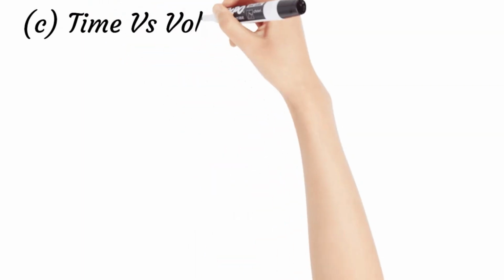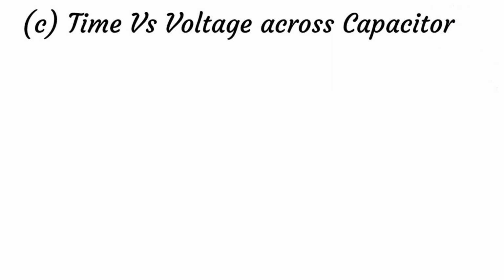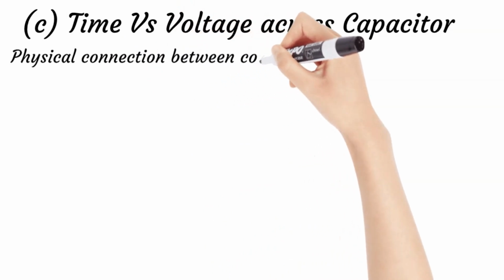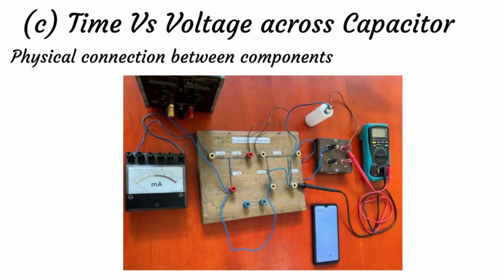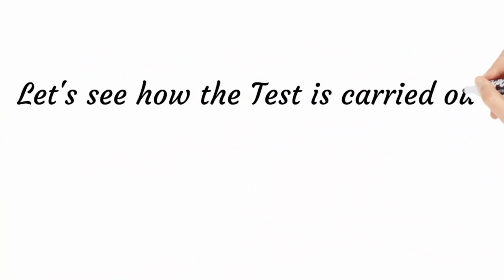As the second part in the procedure, you need to take the voltage across the capacitor readings every 5 seconds, until the value becomes constant after some time. The figure shows the physical connection between components. Let's be familiar with the test now.